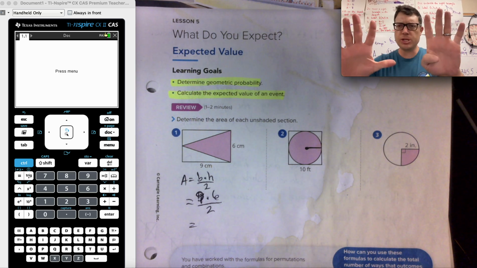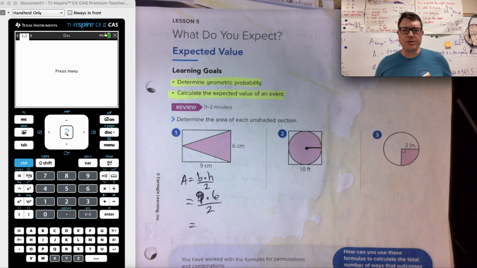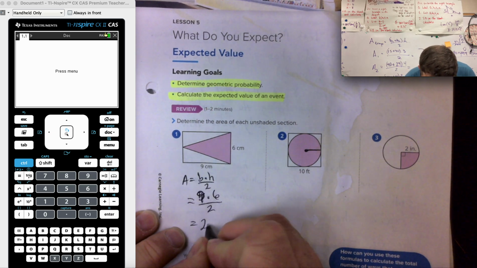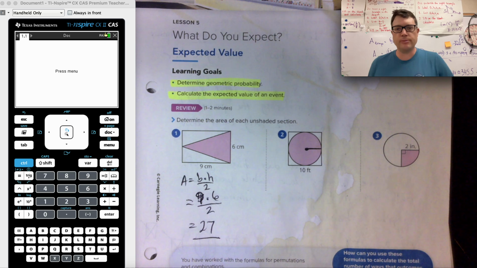Is that working for you? No, this way, right? So it's 54 is 9 times 6. If you've ever seen that before, that's what that is. 54 divided by 2 is 27, and so therefore, the answer for number 1 is 27. We want the unshaded, by the way.